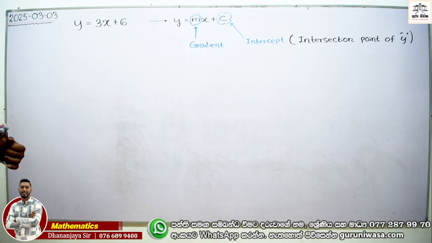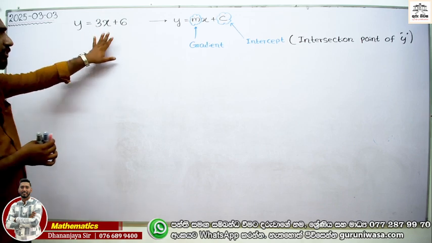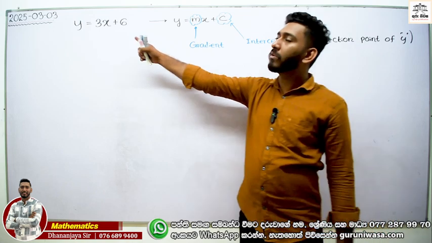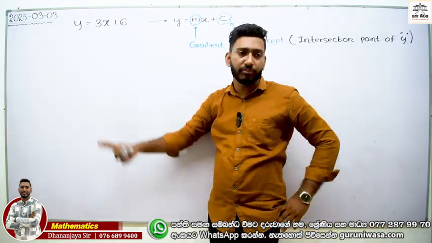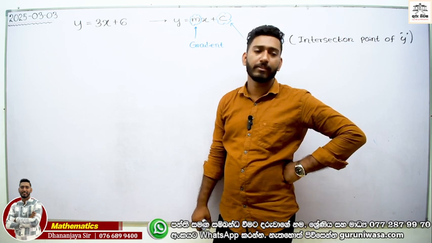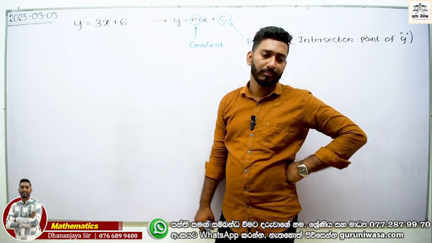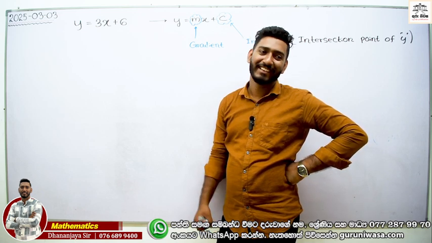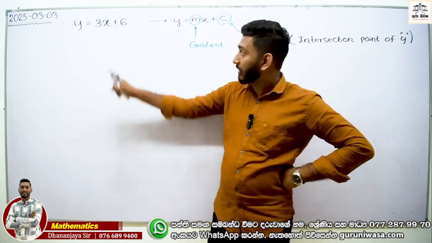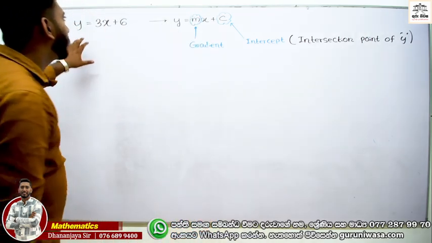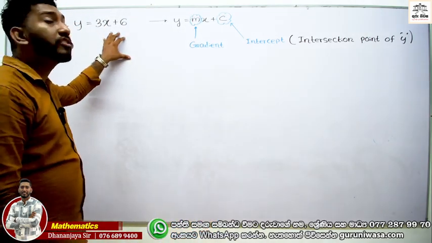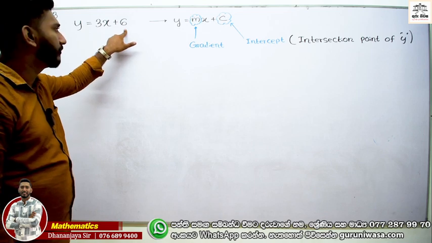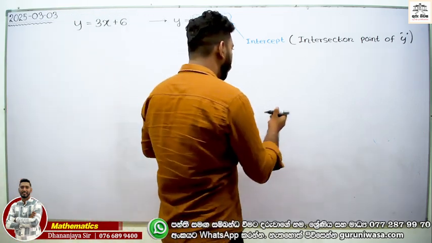Now tell me, what is the gradient of this graph? Y equals 3x plus 6. What is the gradient of this graph? 3 is the gradient. And what is the intercept of this graph? Intercept is plus 6. Right? And you know these things.